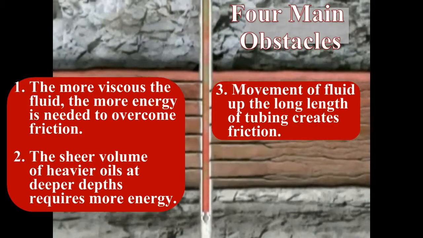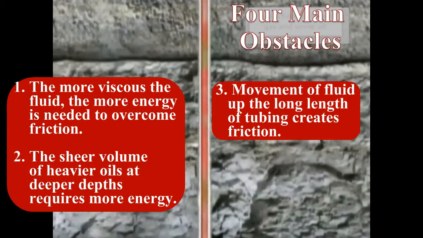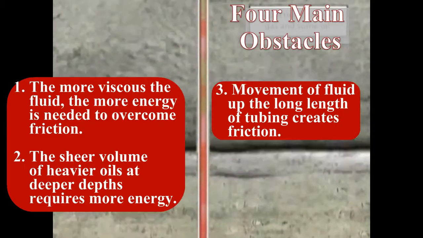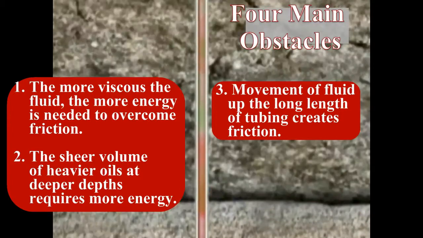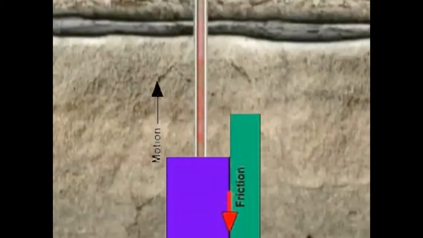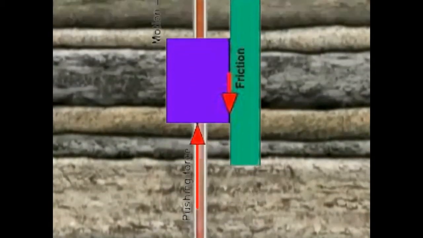The third obstacle is specific to very deep wells with high flow rates. In these wells, just the movement of the fluid traveling up the long length of the tubing and rubbing against the inside tubing wall creates significant friction. As the frictional force slows the oil's upward movement, more energy is needed to ensure the flow of these fluids.